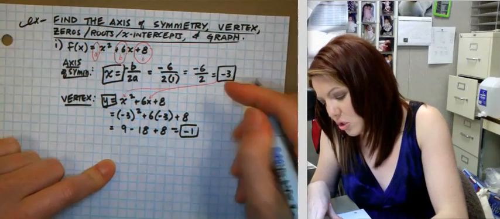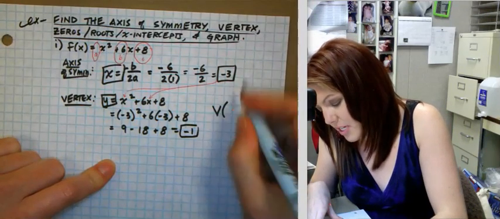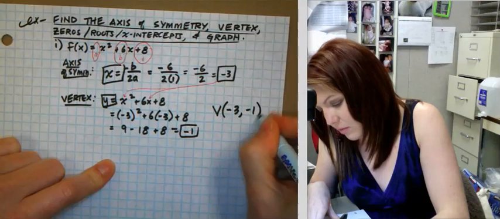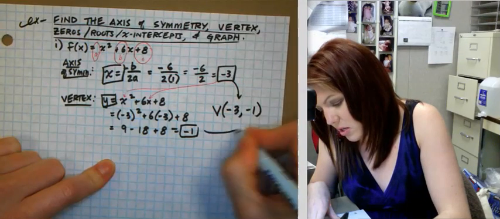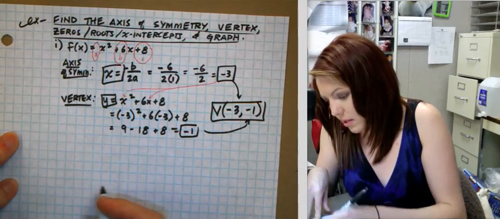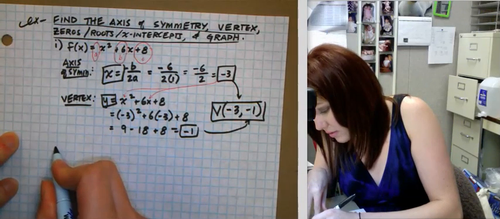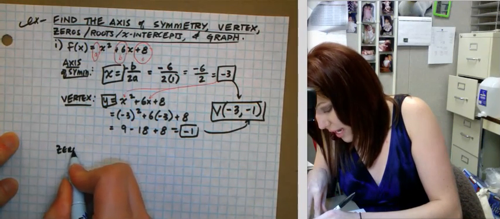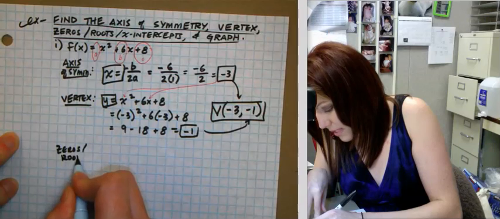So if we put these two together, the vertex is negative 3, negative 1. So x always comes first, and y always comes second. Okay, so let's go ahead and move on. So the zeros or the roots or the x-intercepts, that's next.